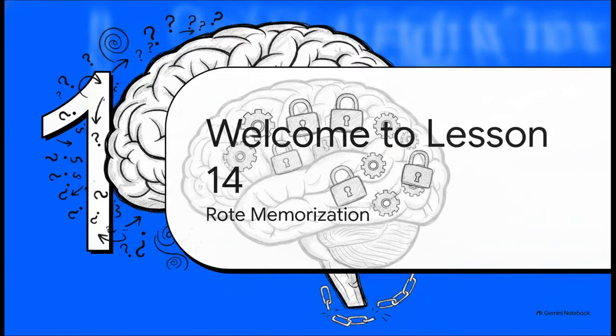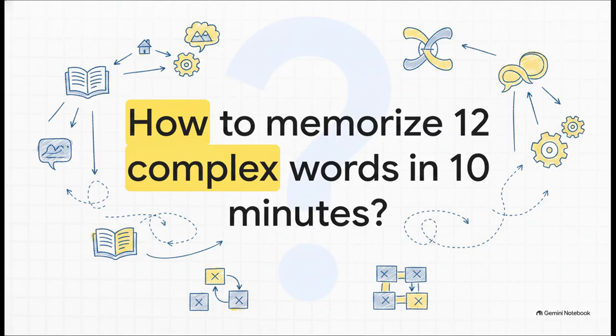All right, Section 1, welcome to Lesson 14, and the challenge of rote memorization. So here is the absolute million-dollar question. How on earth do you memorize 12 complex words in just a few minutes? And honestly, more importantly, how do you actually remember them tomorrow or next week? Look, if you're just staring at a blank list, repeating definitions over and over, you are fighting a totally uphill battle. It's just inefficient. Our brains don't really like isolated facts, right?